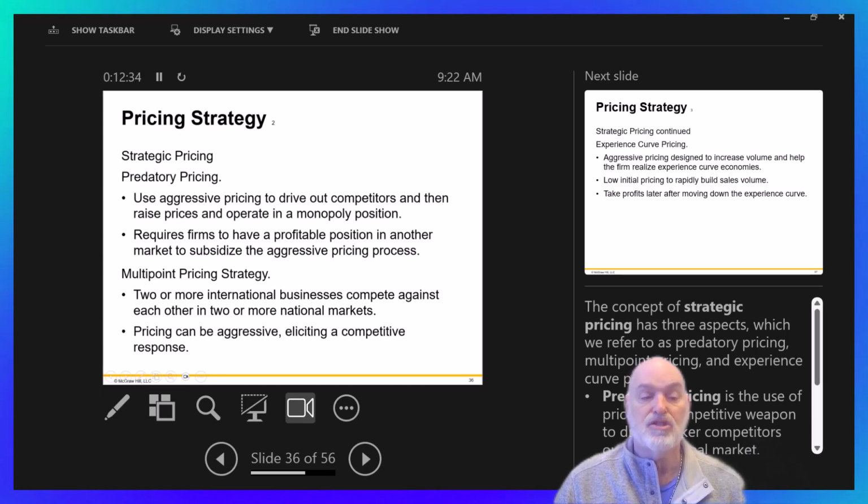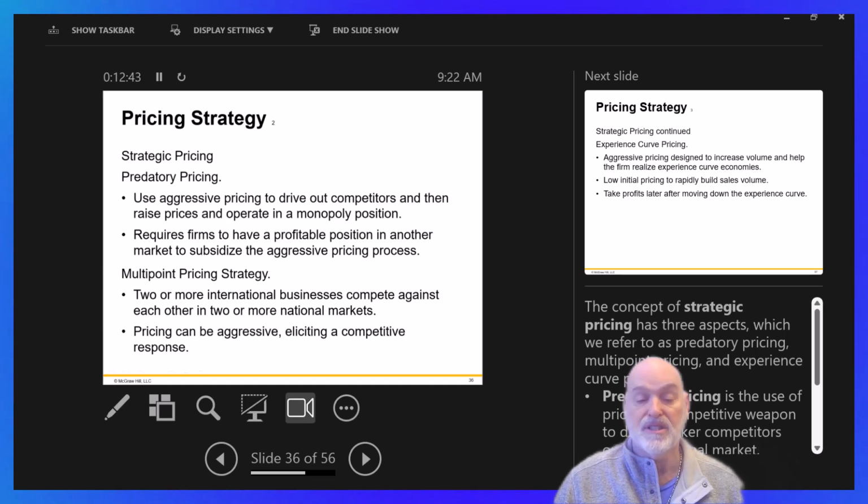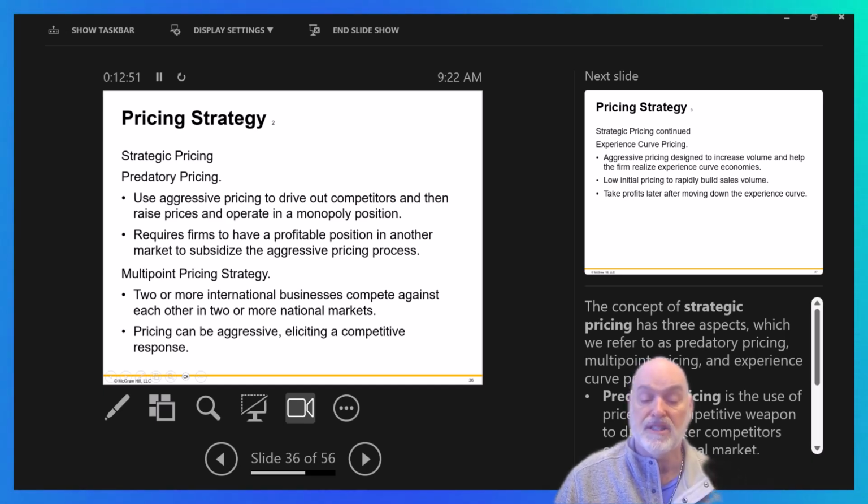Pricing strategy. Strategic pricing, predatory pricing. Use aggressive pricing to drive out competitors and then raise prices and operate in a monopoly position. Requires firms to have a profitable position in another market to subsidize the aggressive pricing process. A multi-point pricing strategy: two or more international businesses compete against each other in two or more national markets. Pricing can be aggressive, eliciting a competitive response.